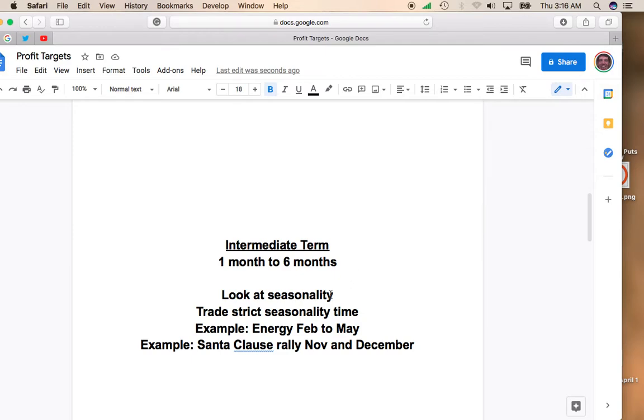Now, for intermediate term, I look at seasonality. Seasonality is something that's pretty powerful. It doesn't work all the time, but it works a lot of the time. And what I do is I'll get into the trade at the beginning of the seasonally strong time for that sector and then get out when the seasonally strong times end.